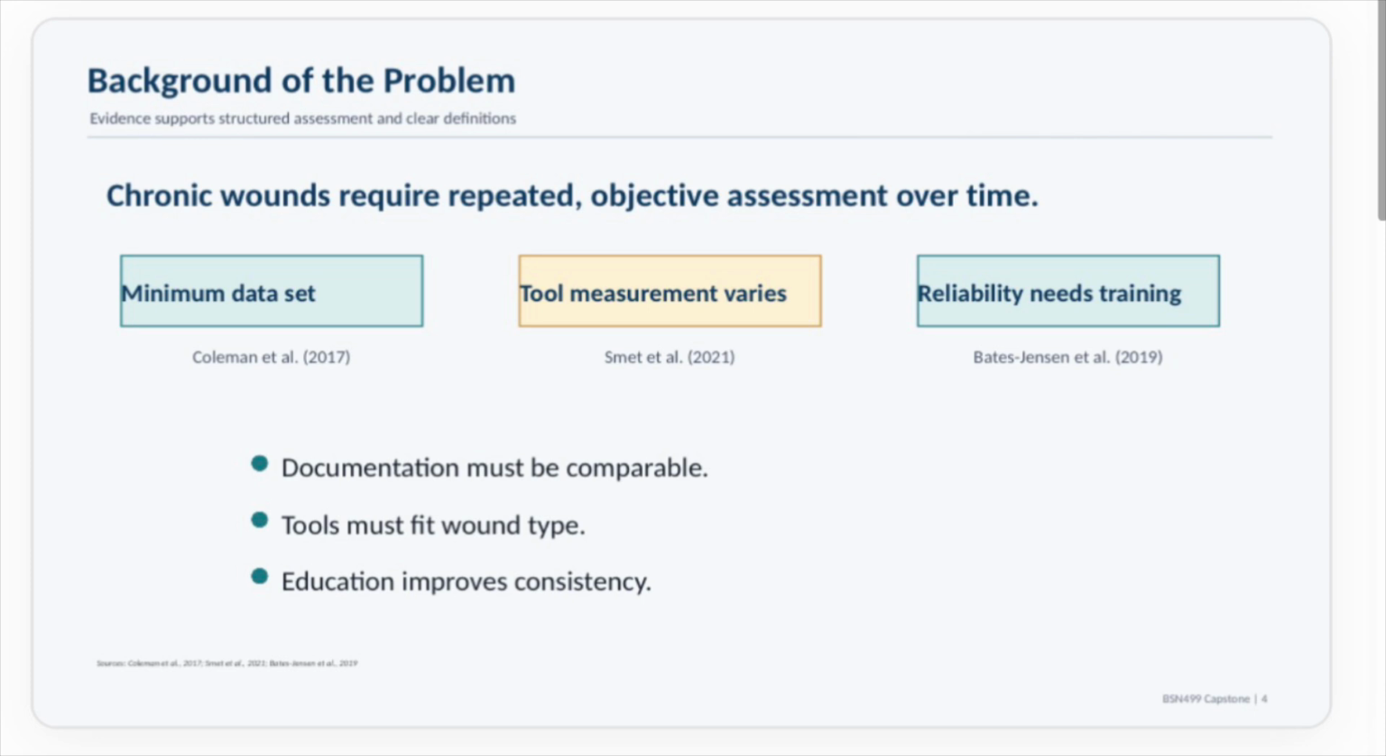Coleman et al. developed a generic wound care assessment minimum dataset to address inconsistent assessment criteria. Smet et al. reviewed chronic wound assessment tools and found that evidence for reliability, validity, and responsiveness differed across instruments. Bates-Jensen et al. demonstrated that a structured tool can be completed efficiently, but reliability still varies by wound characteristic and clinical context. These findings support a protocol that includes clear definitions, staff education, and auditing rather than simply adding another form to the record.